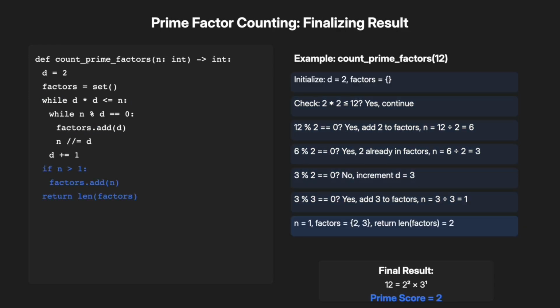We complete our prime factorization by checking if any remaining value of n is greater than 1. If so, it must also be a prime factor. For our example of counting prime factors in 12, we found factors 2 and 3, giving us a prime score of 2. This prime score concept is key to our solution.